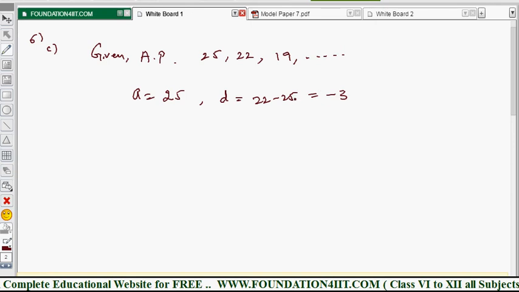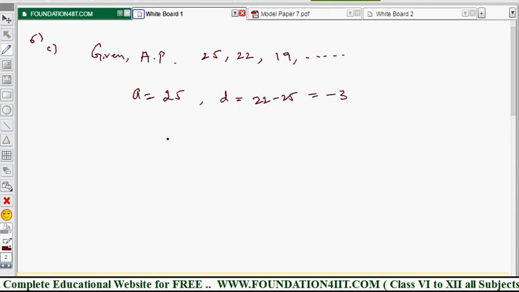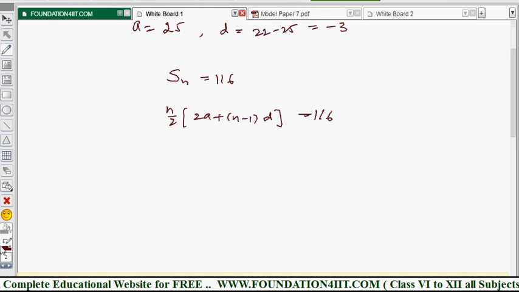So let the sum of n terms, because n is not given, the sum of n terms is 116. Sum of a certain number of terms is 116. So we can take Sn, the sum of n terms, is 116. Let us apply the Sn formula, that is n by 2 into 2a plus n minus 1 into d is 116. We know the a value and d value, substitute in this formula, then you can find the n value easily.